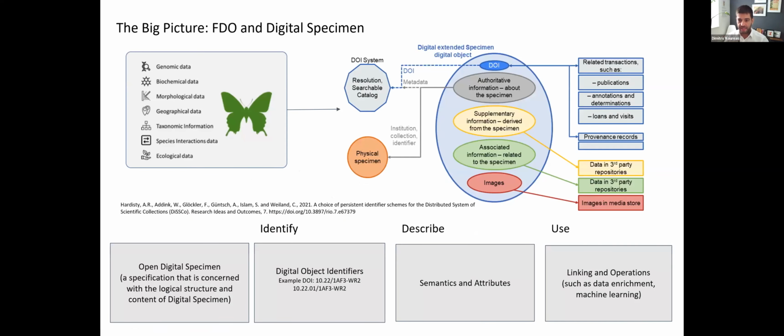And if we want to see basically the anatomy of that digital extended specimen, which is a digital object, of course, it has a persistent handle, which we have decided should be a DOI. It includes authoritative information about the specimen. It also includes supplementary information derived from the specimen. One interesting idea is how that digital specimen can act as a platform for AI and other machine activities that enhance and augment the information within the object itself. We have associated information related to the specimen, and of course we have some media that is very important to document that specimen in cyberspace.